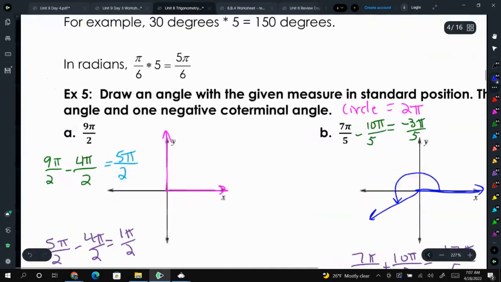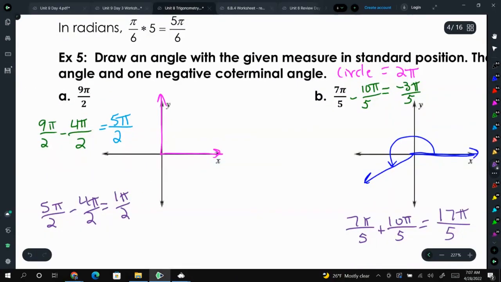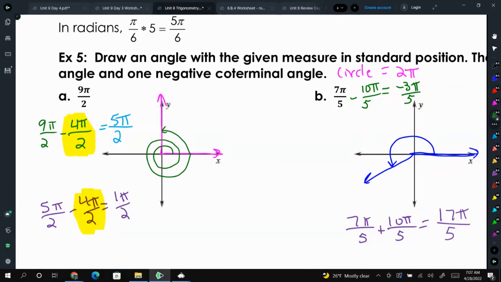Now over here, I realized I messed up. Yes, our coterminal angle is pi over 2 or 90 degrees, but we went around a circle. I subtracted 2 circles. So that means I should have had 1 circle, 2 circles, and that should have been added to my drawing to show that we went around the circle twice.